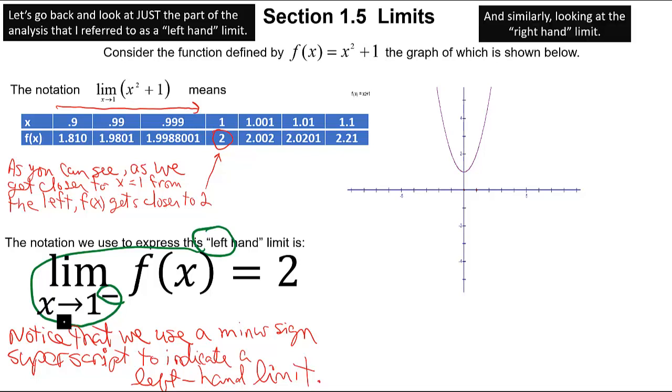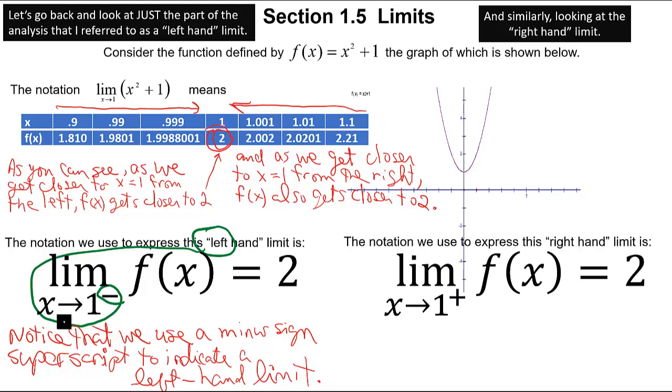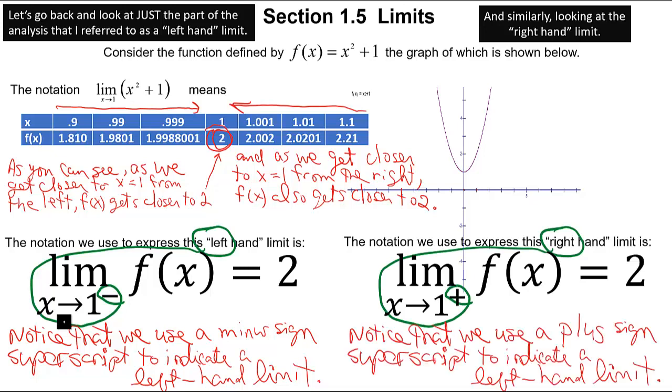Same thing for the right-hand side. If we come in from the right, we're going to put, I bet you can guess it, a superscript plus symbol. And that stands for a right-hand limit. And you can see already that I have a typo. A right-hand limit.